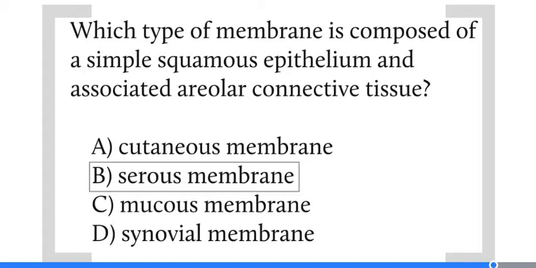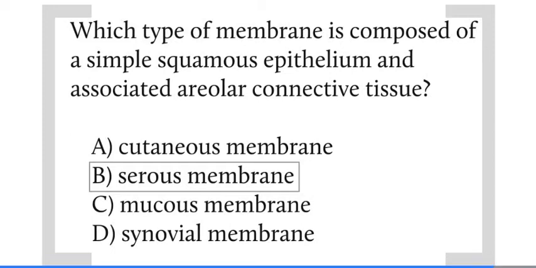Serous membrane is made up of a simple squamous epithelium and its associated areolar connective tissue. Cutaneous membrane is always made up of stratified squamous epithelium and its associated connective tissue, which is mostly dense irregular connective tissue, though there is some areolar connective tissue.